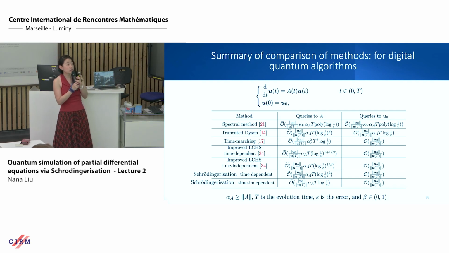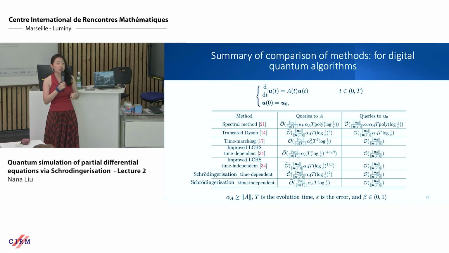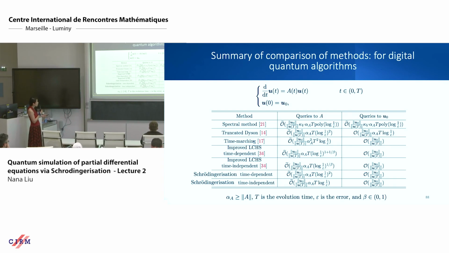So here is a summary of the comparison. If you remember, if we're looking completely into the discretization scheme, then in principle we can turn this into a linear algebra problem or directly use block encoding, where we have square roots of things and squares. So this is a comparison of the queries to A and the queries to the initial condition. And we see here that with Schrodingerisation, we do better than the other ones.